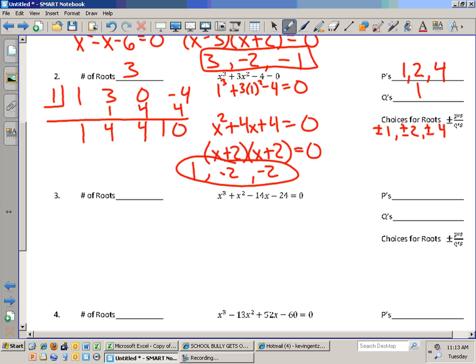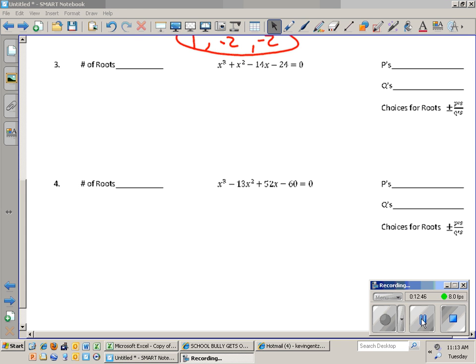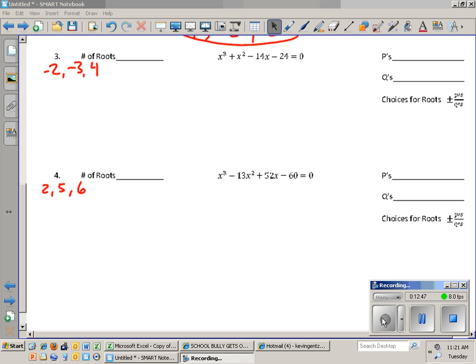Any questions on example 1 or 2? Okay, what I'd like you to do is take about 5-10 minutes. I'd like you to try problems 3 and 4, and see where we get there. Okay? If you get a remainder, you did something wrong.